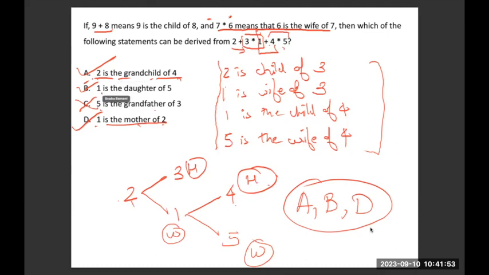B, 1 is the daughter of 5. 1 is the wife and she is the daughter of 5, which is also correct. D, 1 is the mother of 2, which is also correct because this is the wife and 2 is the child of 1. So D is also correct.